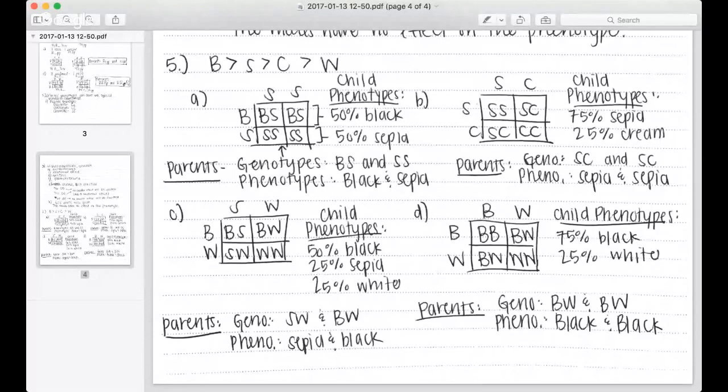Seriously. Oh my gosh. Okay, so guinea pigs. We have up here the dominance order: black is greater than sepia, is greater than cream, is greater than white. So for A, 50% black, 50% sepia is what we have for the phenotypes in the children. And in order to make that happen, we have to have BS and SS for the genotype.